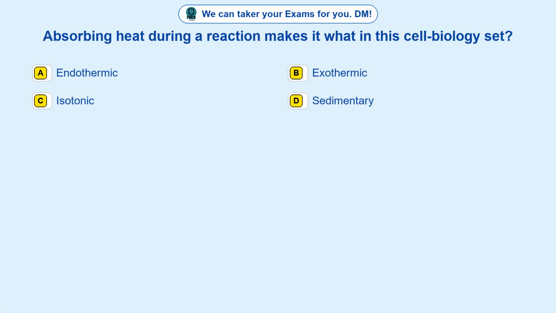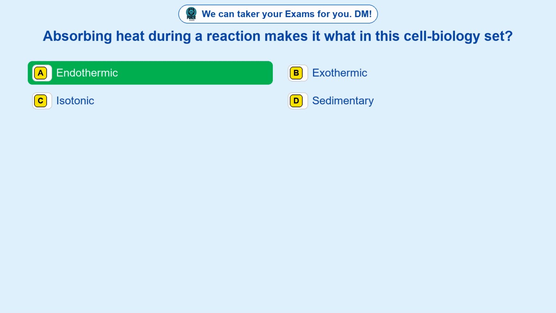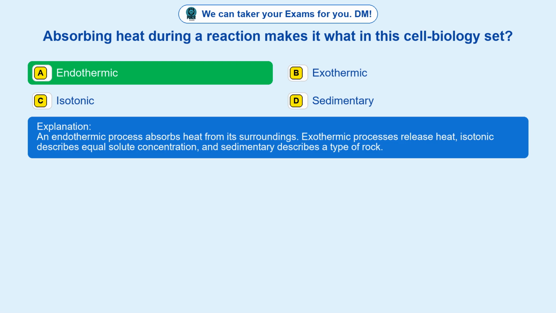Question 47. Absorbing heat during a reaction makes it what in this cell biology set? Option A endothermic. Option B exothermic. Option C isotonic. Option D sedimentary. The correct answer is option A, endothermic. An endothermic process absorbs heat from its surroundings. Exothermic processes release heat, isotonic describes equal solute concentration, and sedimentary describes a type of rock.